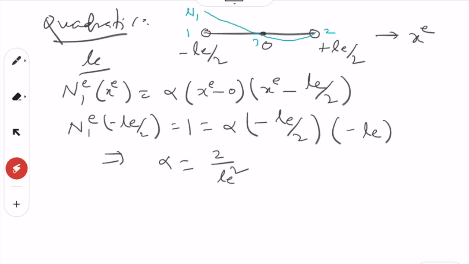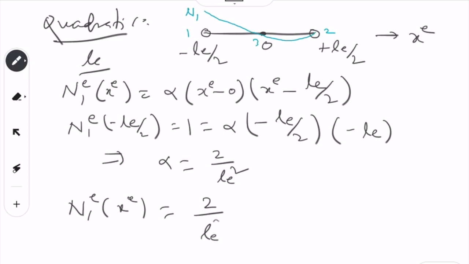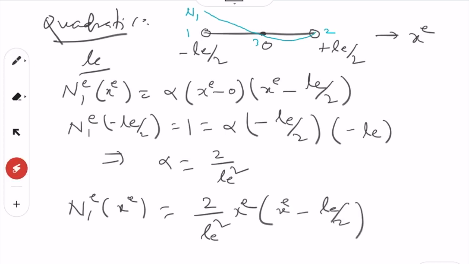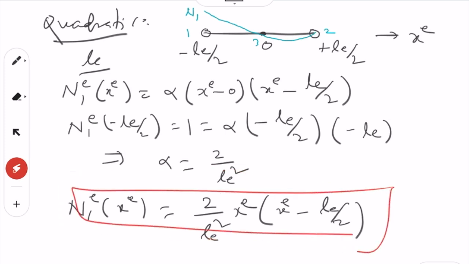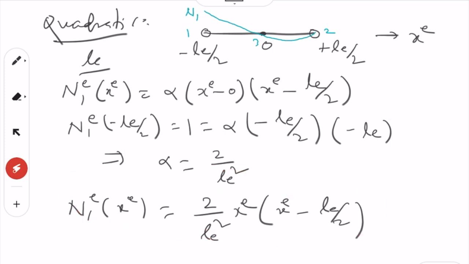Okay, so basically you get the expression for N1. N1e of xe will be equal to 2 over Le square, and then you have xe times xe minus Le over 2. So this is the first shape function. See, exactly we found it, exactly we got it.